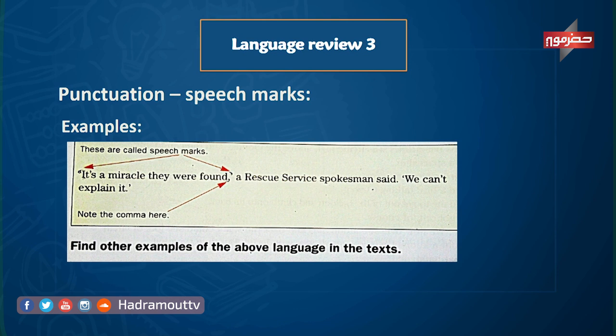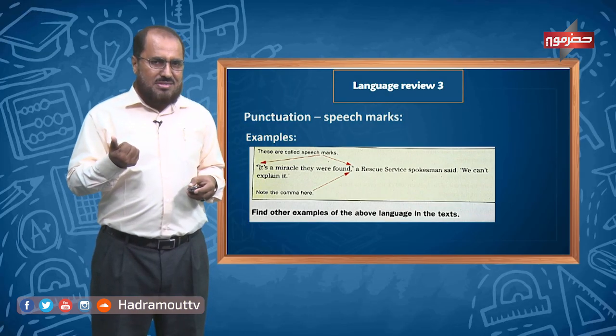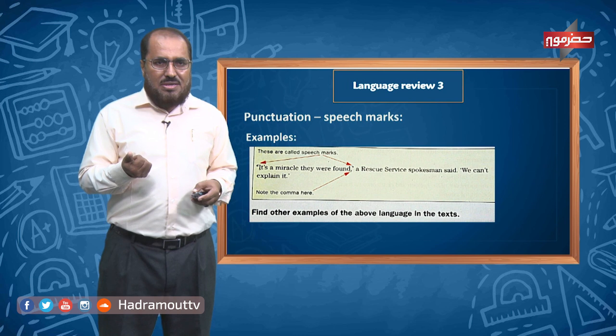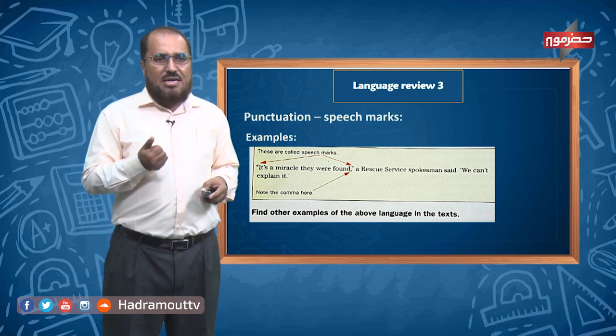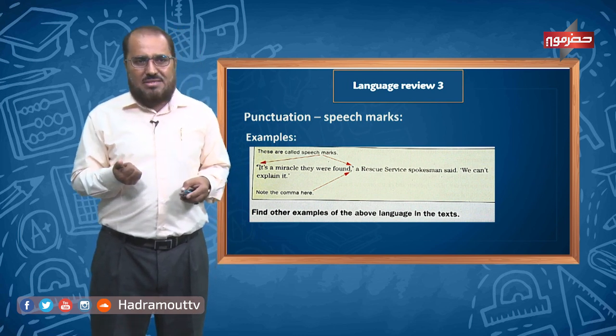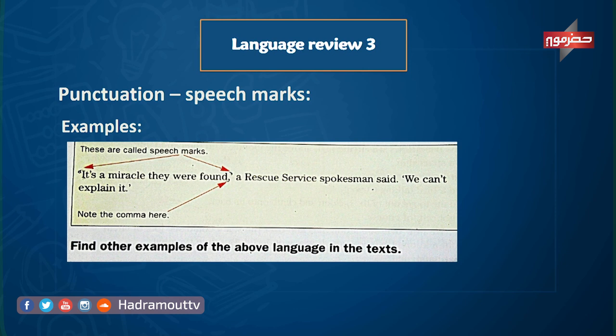"It's a miracle they were found." This is not said by the writer. It is said by whom? By a rescue serviceman. A rescue spokesman said it, not the writer, but the writer quotes what the rescue man said and puts it between two inverted commas, with the speech marks. What he said: it is a miracle they were found.